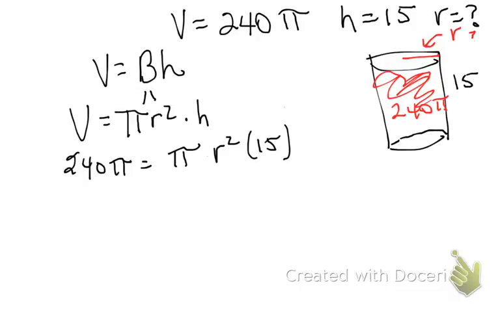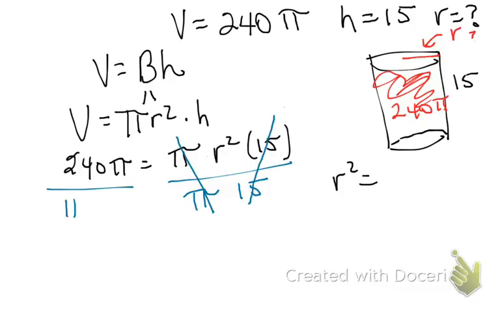We want r by itself, so we want to try to get r squared by itself. So I have to look at what's being done to r squared. This is what we want. We want it to look like this. So what's being done to r? It's being multiplied by pi and 15. So the opposite of multiplying by pi and 15 is dividing by pi and 15. So I'm going to divide both sides by pi and 15. When I do, pi divided by pi is 1, 15 divided by 15 is 1.